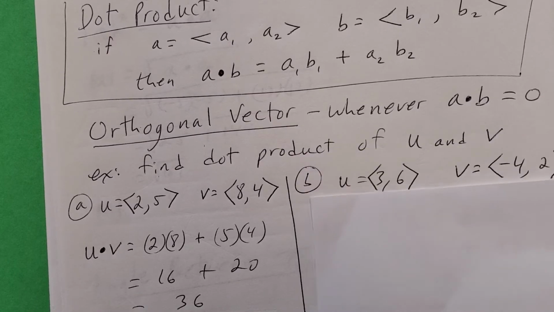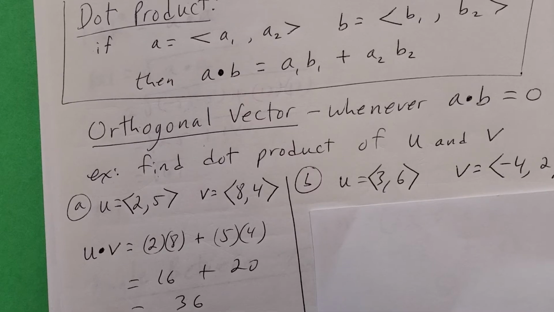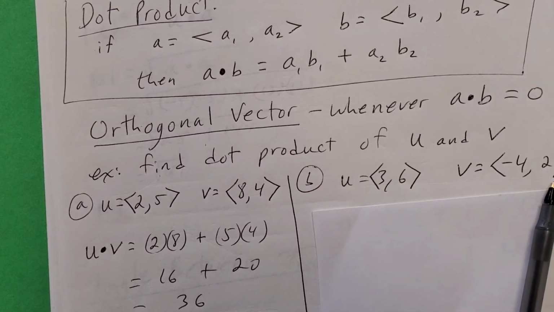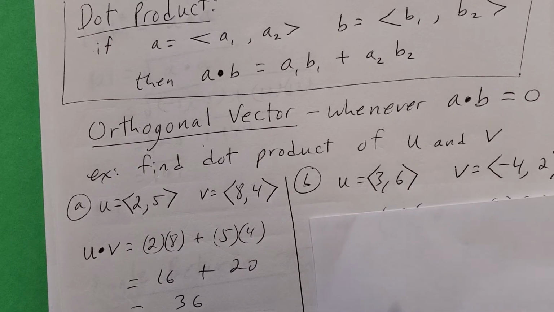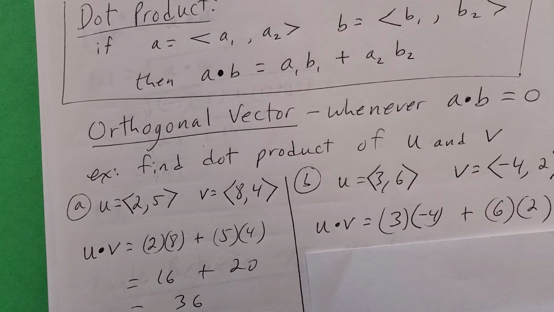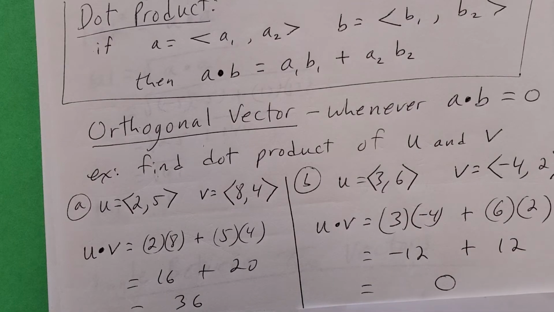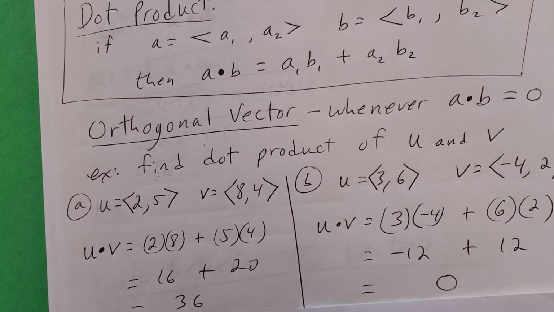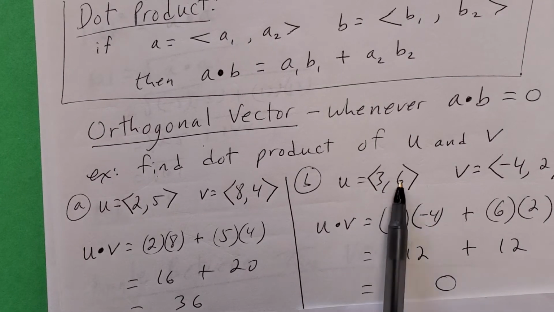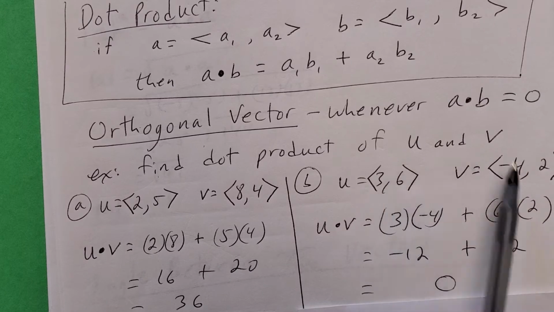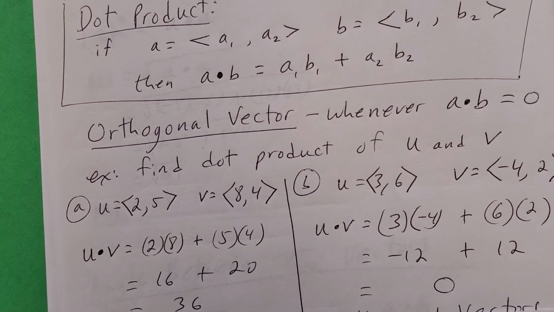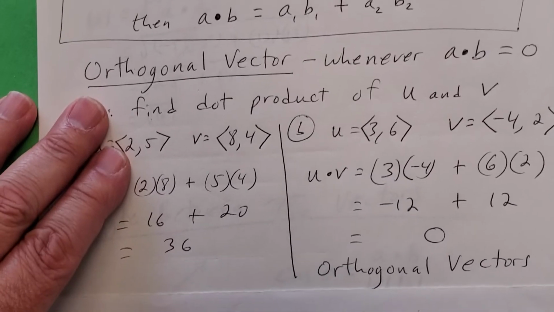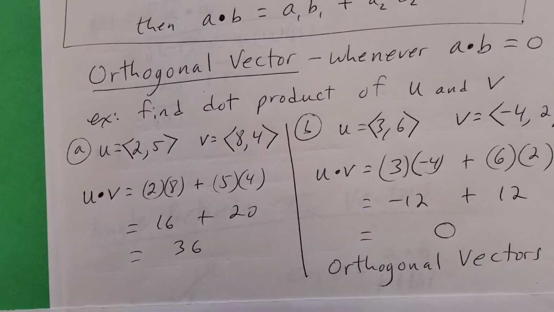What is the dot product of U and V over here on the right? Well, this is U, this is V. So it'd be 3 times -4, 6 times 2, and then we add those numbers. And, oh wow, look, it comes out to 0. So without the benefit of seeing the vectors, I know that they make a 90-degree angle. They're orthogonal vectors. In fact, I wrote it down here. Orthogonal vectors, okay, because it came out to 0.